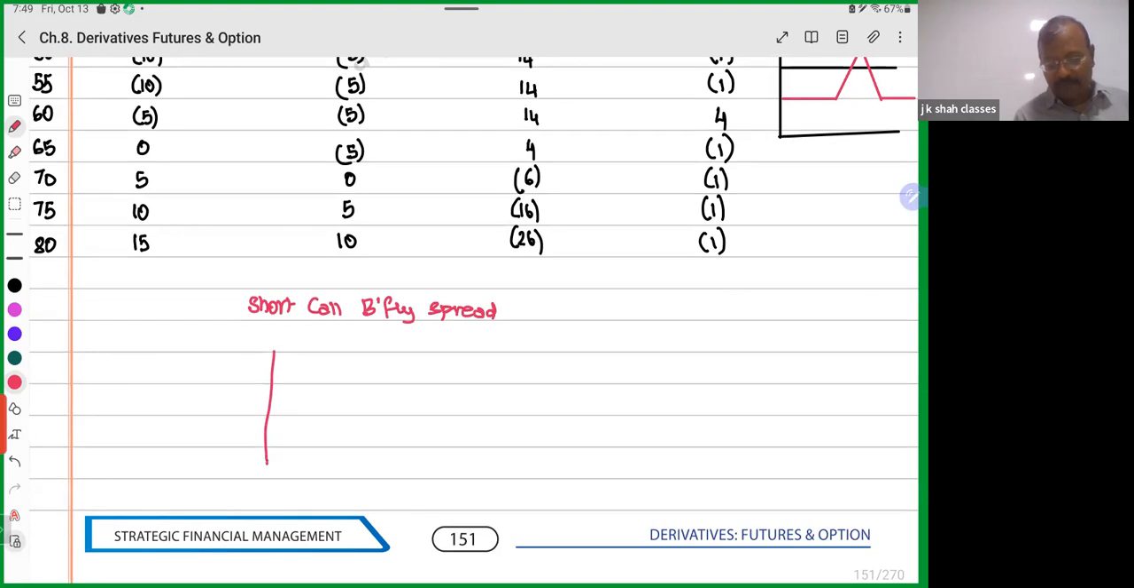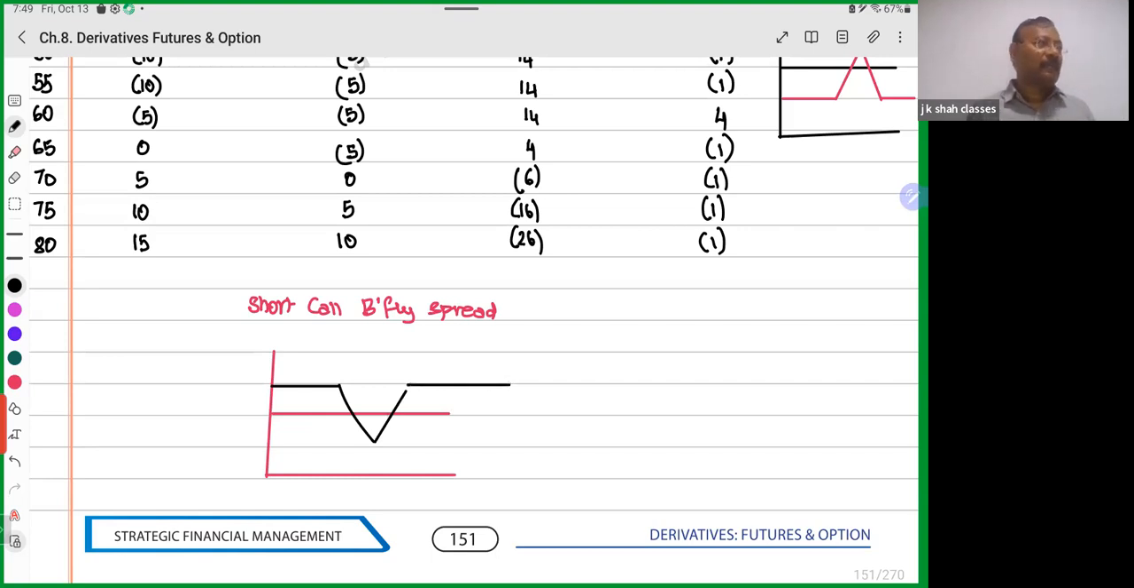The diagram would look like this. Right? Which means you will make money whether the market goes down or whether the market goes up, you'll make money. But if the market is range bound, you'll make a loss.